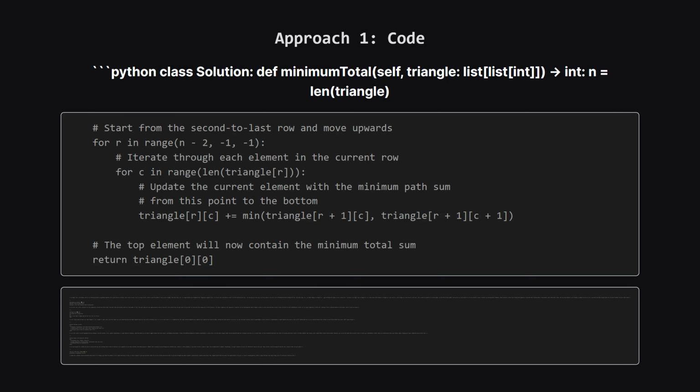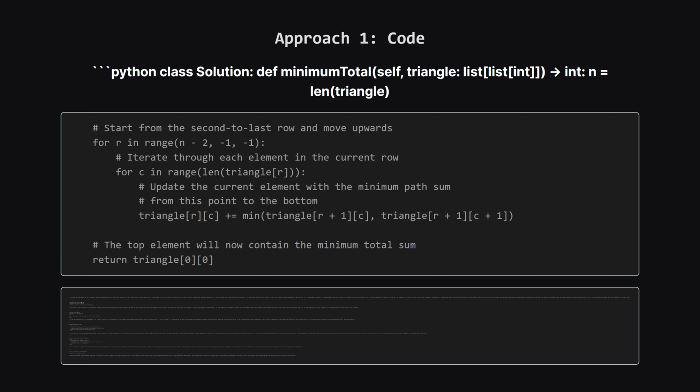Alright, here's the Python code for our bottom-up dynamic programming approach. It's quite concise actually. Let's break it down. First, we figure out n, which is just the number of rows in our triangle. The outer loop, for r in range n-2 to -1, stepping by -1, is crucial. This loop makes us start from the second to last row, all the way up to the very first row, which is row 0. We're iterating backwards through the rows. The inner loop, for c in range length of triangle at r, goes through each number in our current row r.